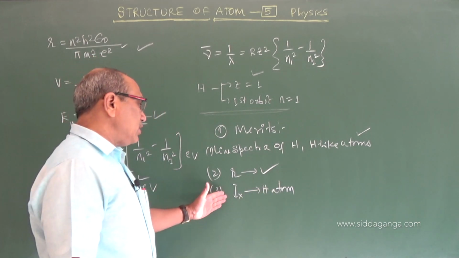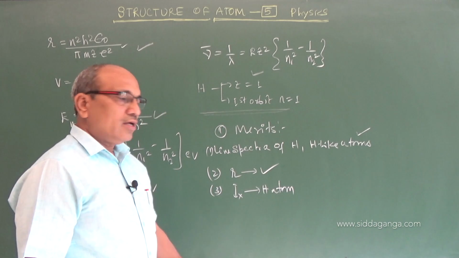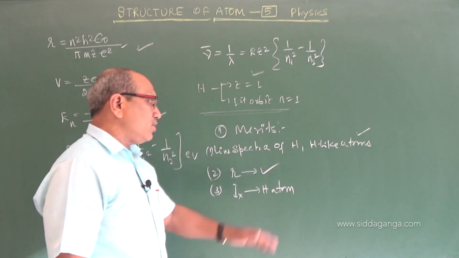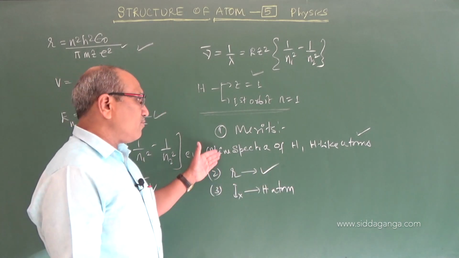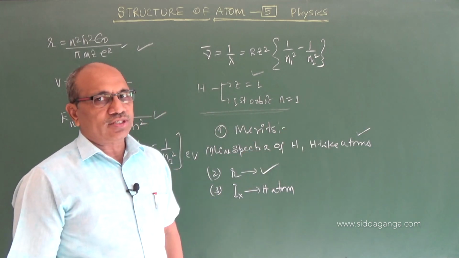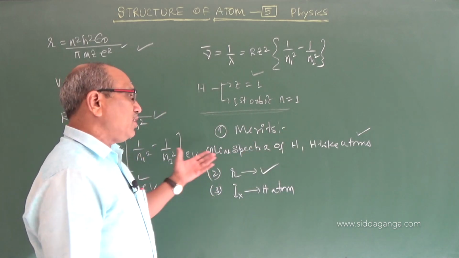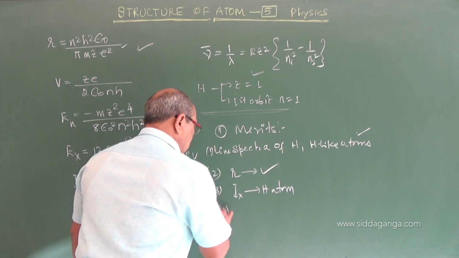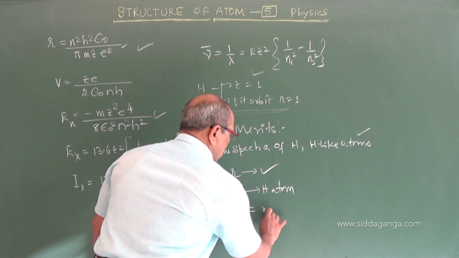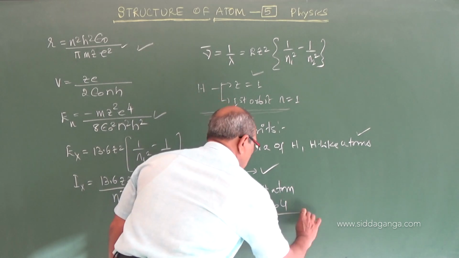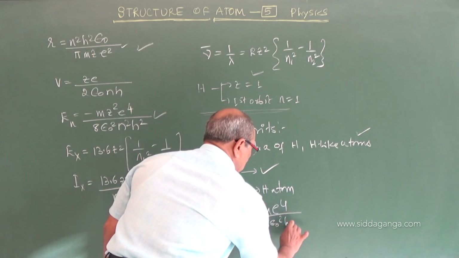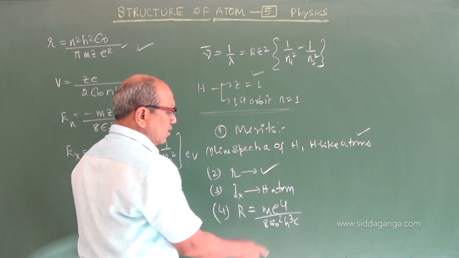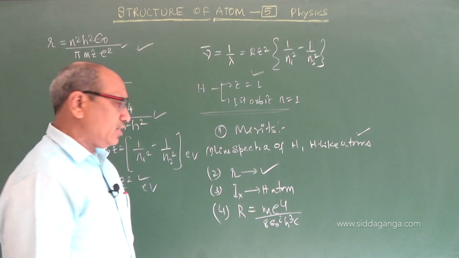The ionization energy of the hydrogen atom, the radius of the orbit of the hydrogen atom, and the line spectra of hydrogen or hydrogen-like atoms can be explained successfully from the experimental facts. And the fourth one, the Rydberg constant, m e power 4 by 8 epsilon square h cube c. Many constants are there.